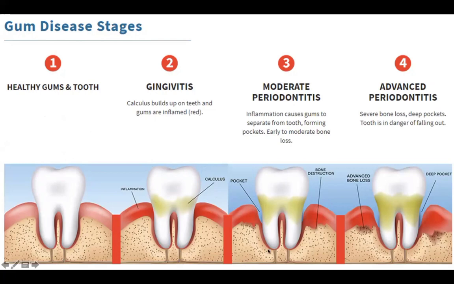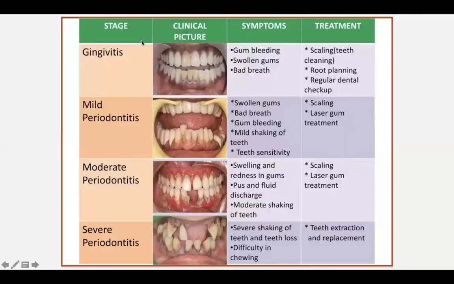And when gingivitis further involves the surrounding tissue of the periodontium, and deep pockets are formed, pockets more than 4 millimeters indicate mild or moderate periodontitis. And when these pockets deepen further and there is significant or advanced bone loss, this is known as advanced periodontitis. Severe bone loss, deep pockets. The tooth is in danger of falling out because it's already loose, it's moving. And then we have a very important table distinguishing gingivitis, mild, moderate and severe periodontitis. A must know.